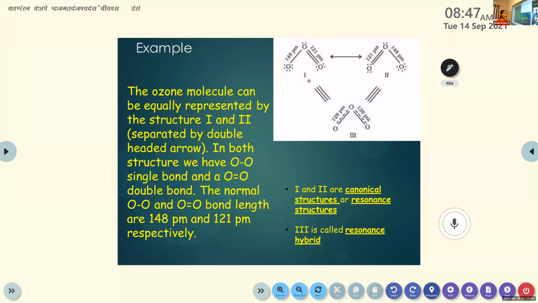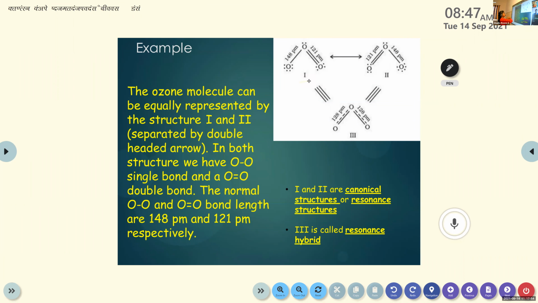In the last class, we learned about the connection between bond length and multiplicity of bond, right? It is opposite to each other. When the multiplicity of bond increases, the bond length decreases. Here you can see the single bond has the value 148 picometer. And when it comes to double bond, it decreases to 121 picometer.